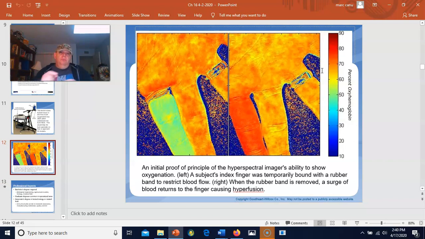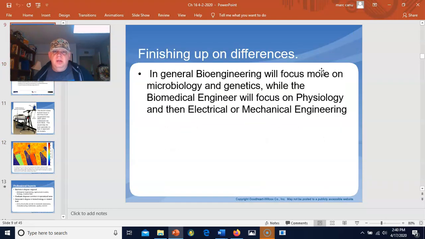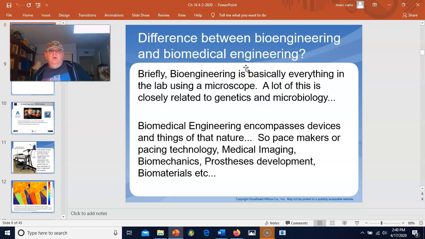Okay. So, for that, ladies and gentlemen, I'm going to stop here because you got to define bioengineering. We looked at the idea of bioengineering focusing more on microbiology and genetics. Biomedical engineering focuses on physiology, electrical, or mechanical engineering. Okay, so again, when you look at bioengineering, it's everything in the lab using a microscope. So you're going to deal with genetics, you're going to deal with microbiology. Biomedical, now it's outside the microscope. Okay, now you're looking at how do we work with humans? How do we help people with this?